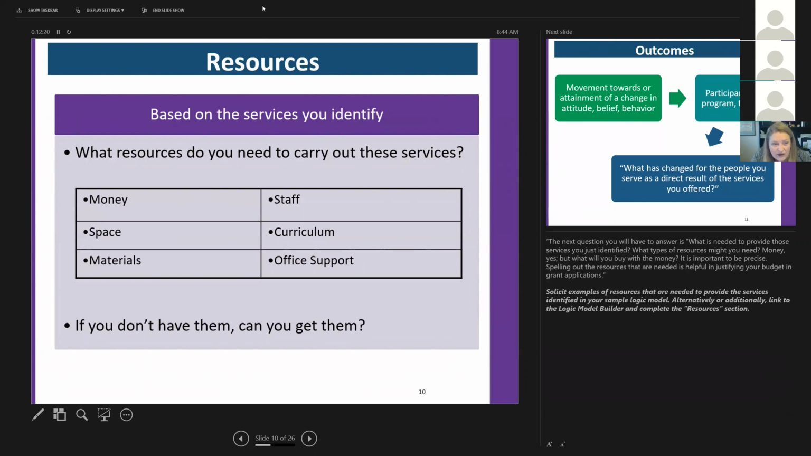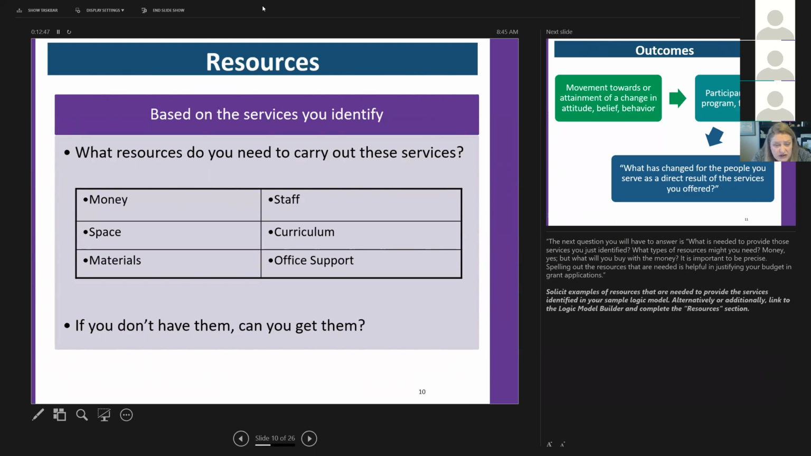How are you going to advertise? What materials do you need to do that, to get the word out, to get people to participate? All of those types of things. And then what staff do you need? What do those staff need to look like in terms of training and support? What resources might they need? Is there ongoing training that they need to participate in? What does the supervision of that staff look like?